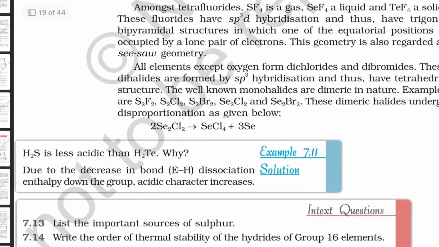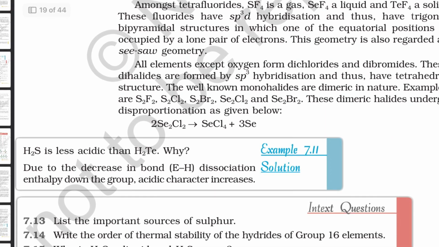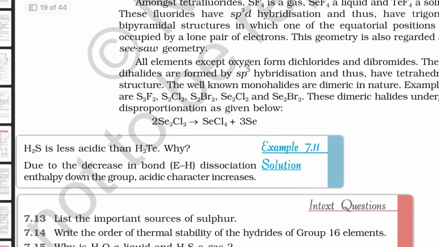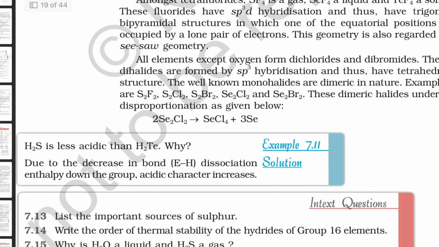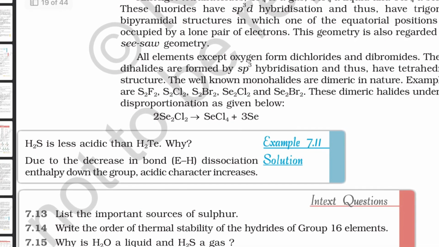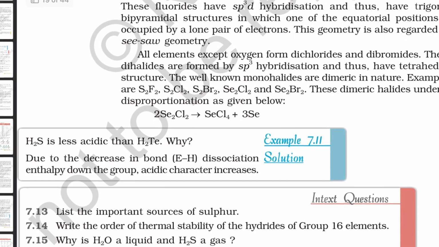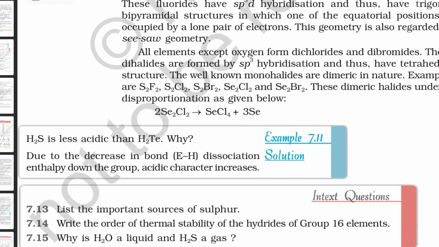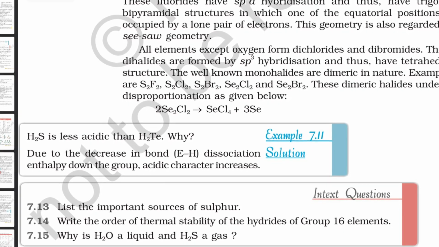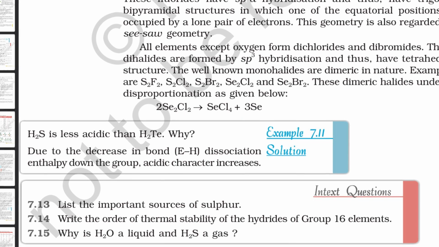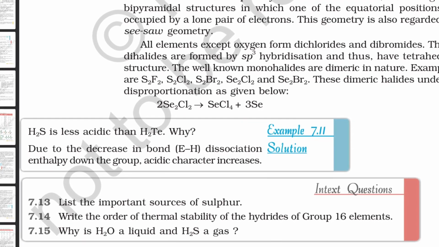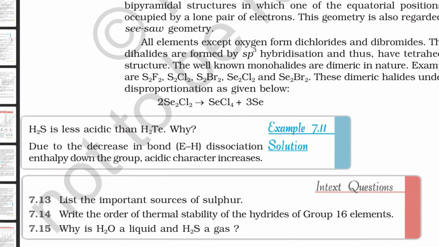These fluorides have sp3d hybridization and thus have trigonal bipyramidal structures in which one of the equatorial positions is occupied by a lone pair of electrons. This geometry is also regarded as seesaw. We know, sp3d, one lone pair, seesaw. All elements except oxygen form dichlorides and dibromides.